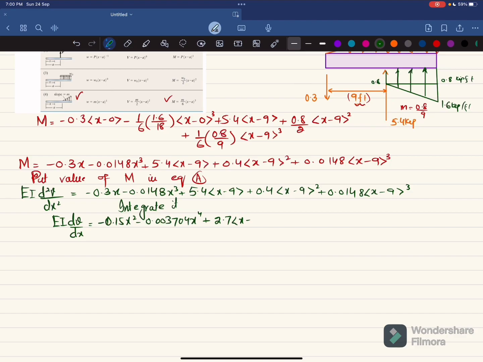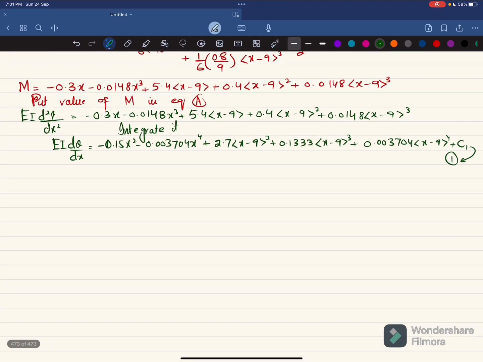Plus 5.4 into (x minus 9) squared divided by 2, which is equal to 2.7 into (x minus 9) squared, plus 0.4 into (x minus 9) cubed divided by 3, which is equal to 0.1333 into (x minus 9) cubed, plus 0.0148 (x minus 9) to the power 4 divided by 4, which is equal to 0.003704 into (x minus 9) to the power 4, plus C1, the constant of integration. This is your equation number 1.